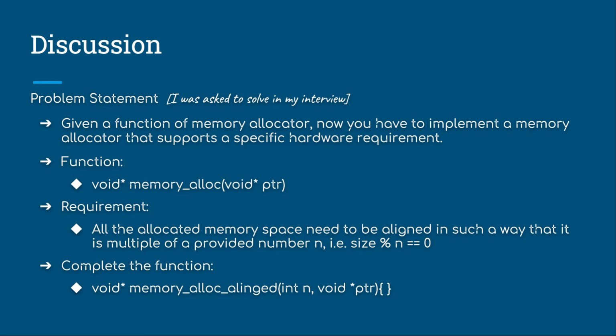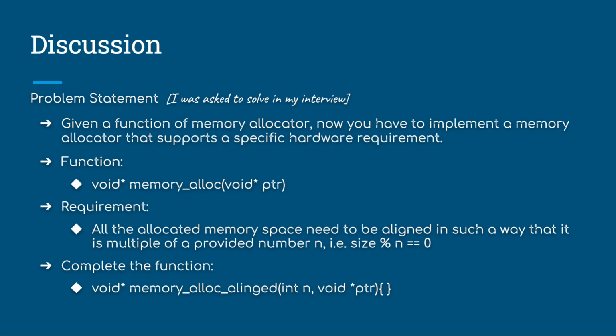What is the hardware requirement? This is the most interesting part, the main part of this question. All the allocated memory space needs to be aligned in such a way that it is a multiple of a provided number n. That means size modulus n should be equal to 0. And you have to complete the function void asterisk memory alloc aligned. This is the code section.